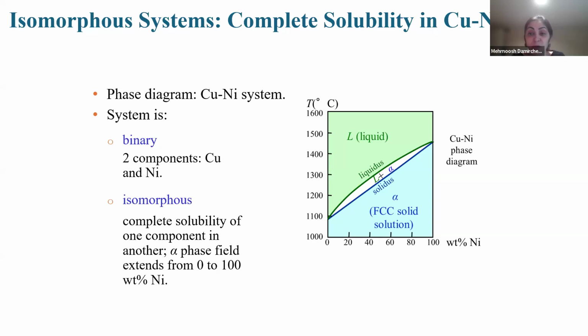So the system is isomorphous, meaning the two metals are completely dissolved in each other in both liquid and solid state. As a result, the alpha phase, which is solid, extends continuously from 0 to 100 weight percent nickel, meaning completely dissolved. We cannot distinguish, for example, which part is copper and which is nickel. Okay.